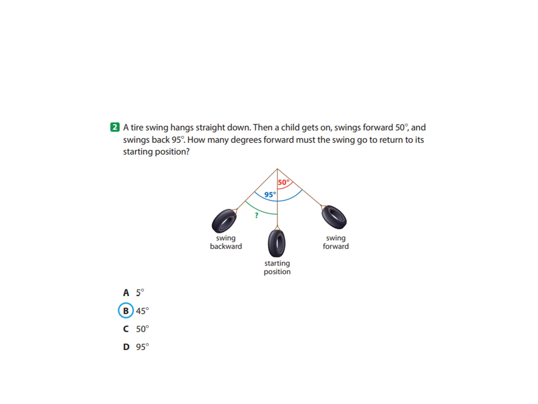All right, so we know the entire angle is 95 degrees. And from the starting position swinging forward is 50 degrees. So we would take 95 degrees and subtract 50 degrees to figure out when he's swinging backwards how far he has to go to swing to the starting position. So B, 45 degrees is the correct answer.